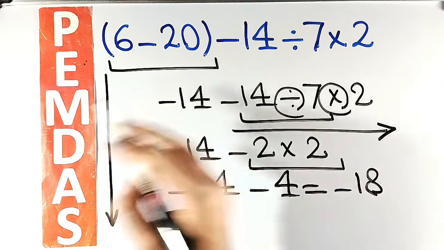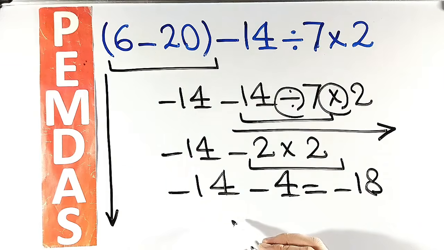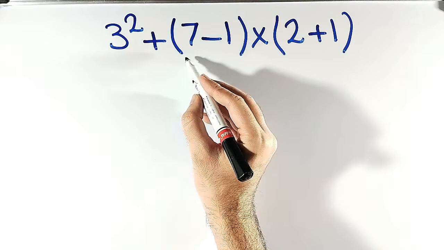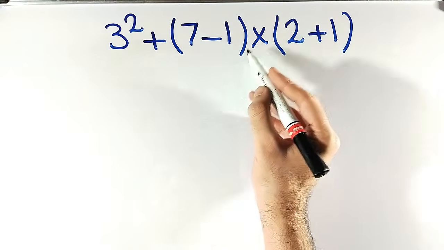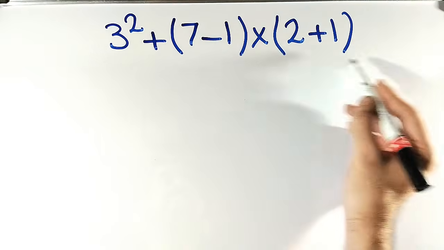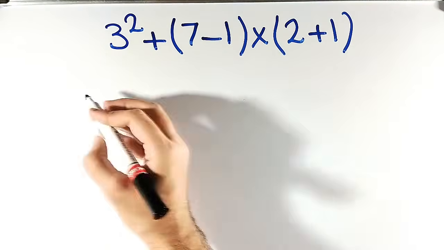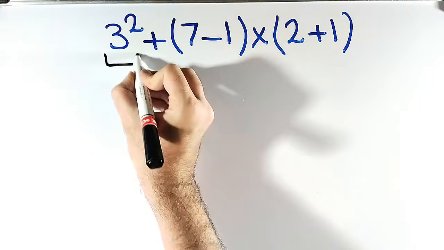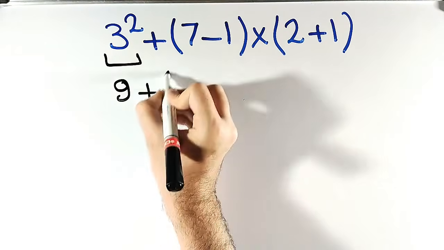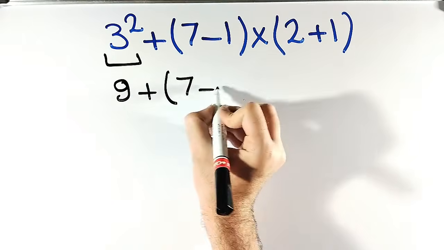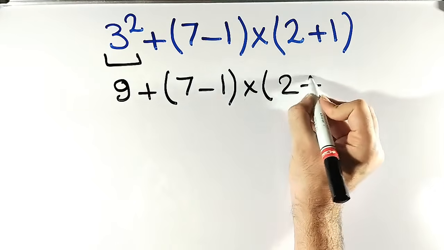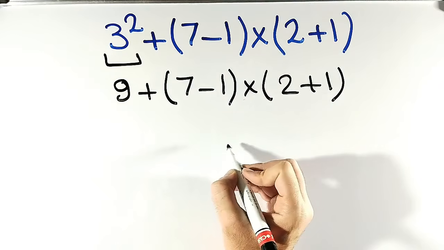Alright, now let's solve the final math question together. What is the value of the expression 3 squared plus open parentheses 7 minus 1 close parentheses multiplied by open parentheses 2 plus 1 close parentheses? Many people, when solving this question, first go for the exponent, and instead of this expression, they write 9 plus open parentheses 7 minus 1 close parentheses multiplied by open parentheses 2 plus 1 close parentheses.